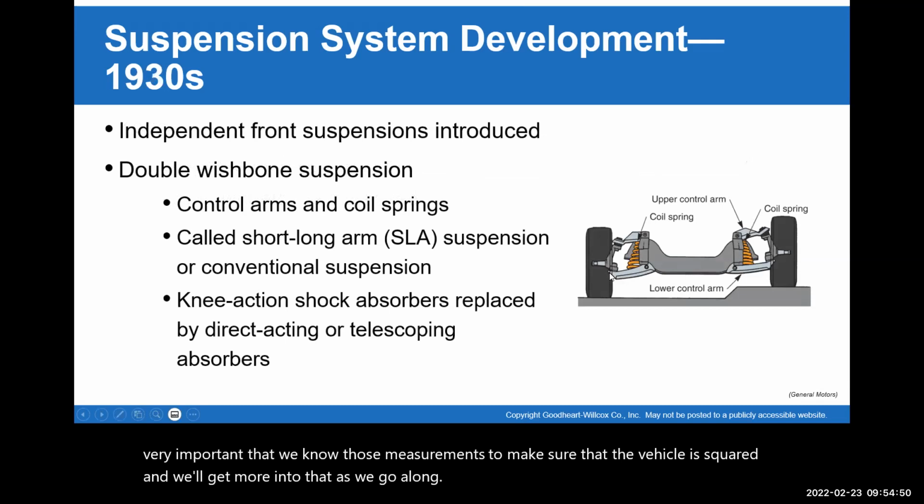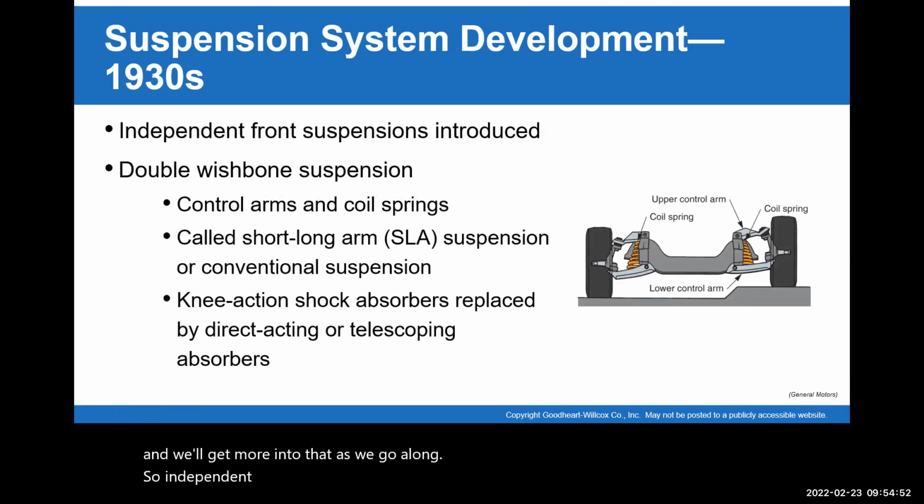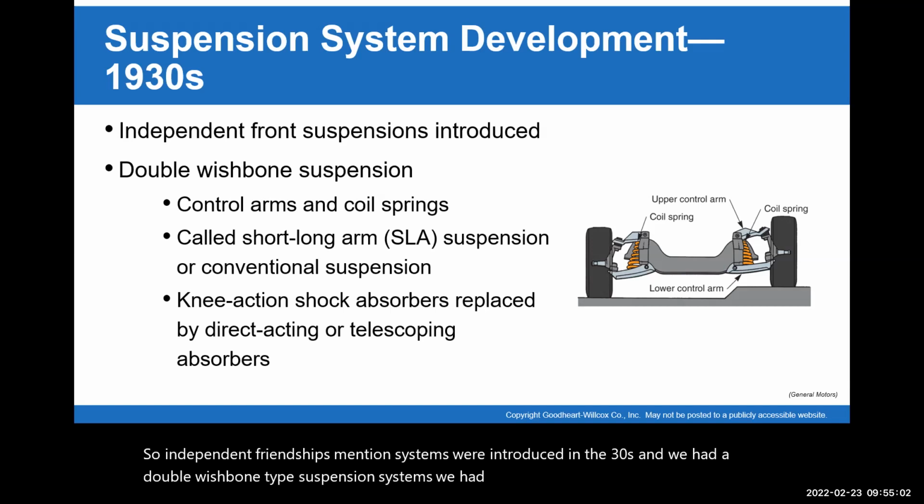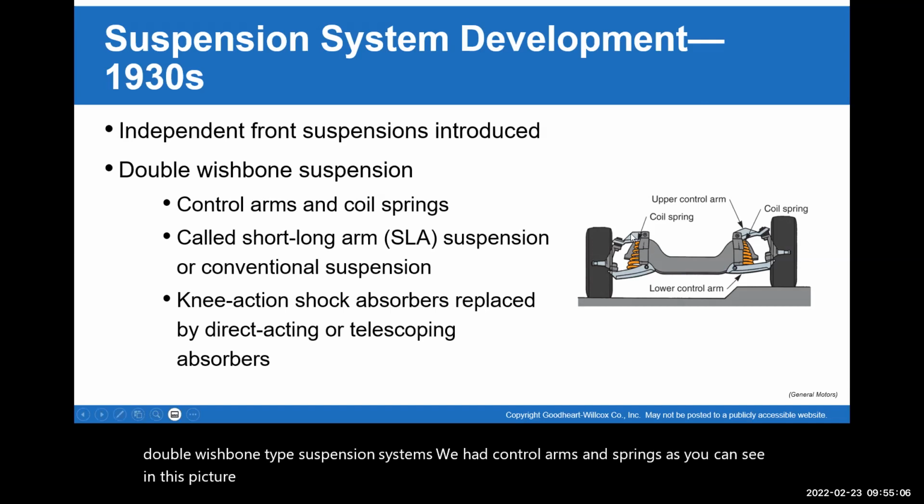So independent front suspension systems were introduced in the 30s, and we had a double wishbone type suspension system. We had control arms and springs. As you can see in this picture here, we have an upper control arm, a lower control arm, and then the spring is in the center. So this is the beginning.